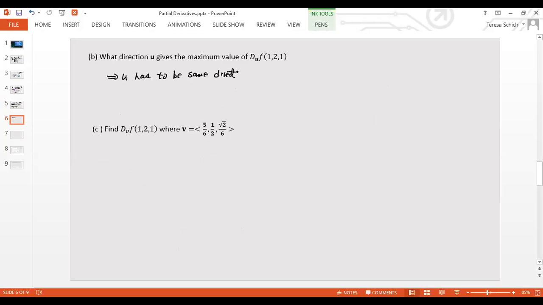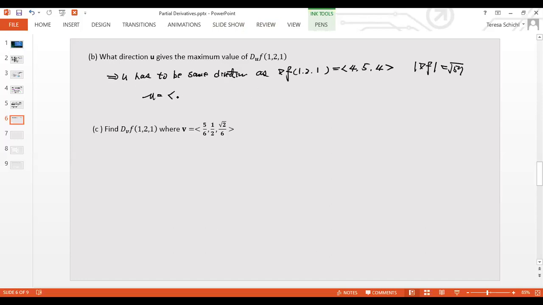The same direction as the gradient vectors, right? So it has to be at the same direction as the gradient vector at (1, 2, 1). The gradient vector at (1, 2, 1) is (4, 5, 4). I know this is not a unit vector, but I also know the length of the gradient vector is the square root of 57. So now I can define u.